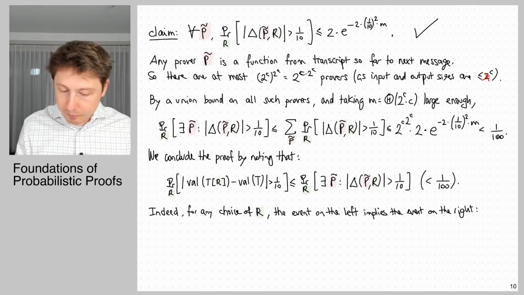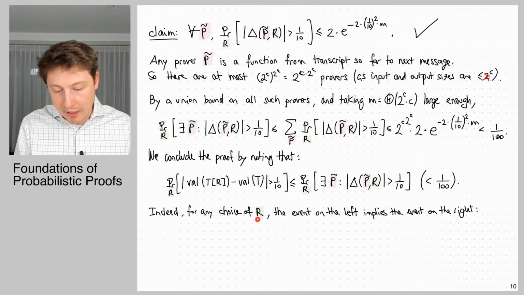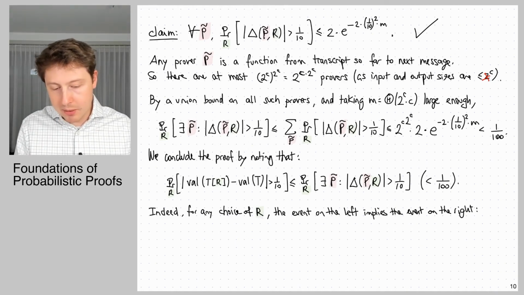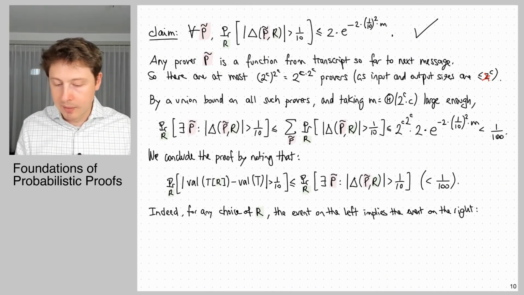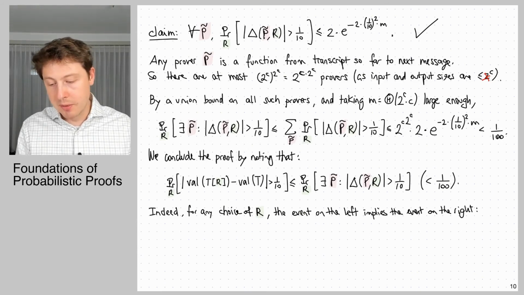So let me do that. Fix any choice of R. I want to argue that if this is the case, then this is the case. That will be enough to show this inequality. The event on the left implies the event on the right.